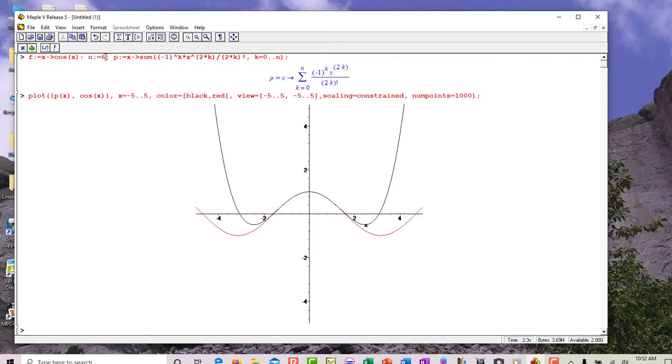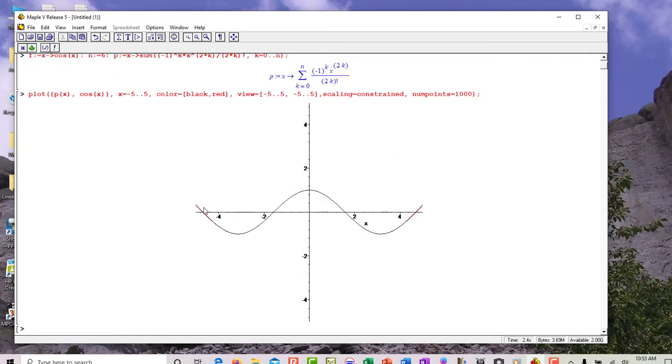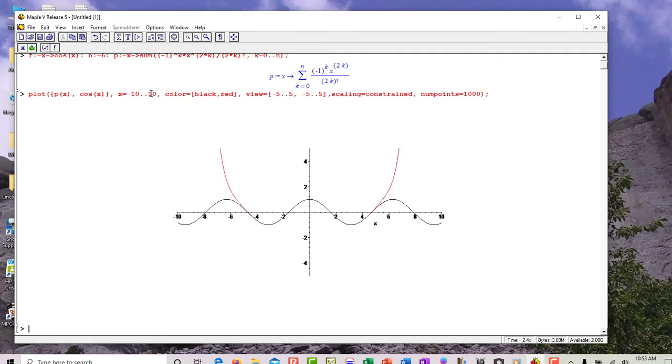What about 6? Now it's moving a little bit farther out. You can see that if we pull out here on an interval from -10 to 10, you can see that we're getting a 12 degree polynomial fitting pretty nicely to the cosine curve to a certain point and then pulling away later.